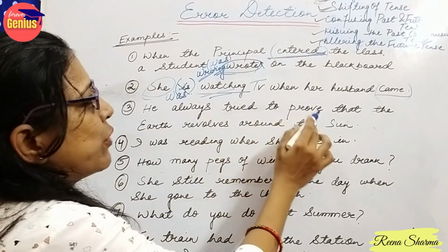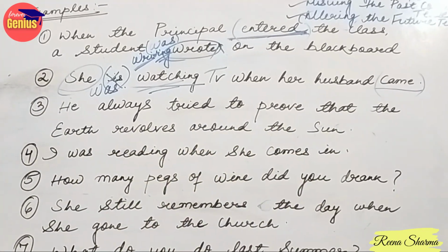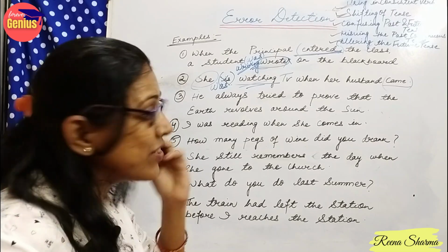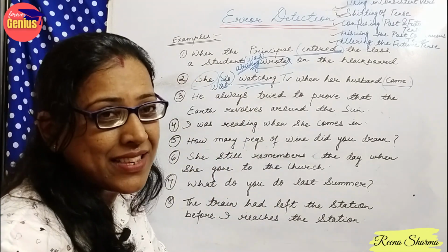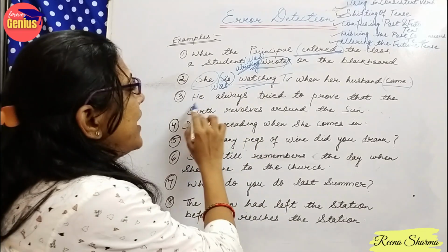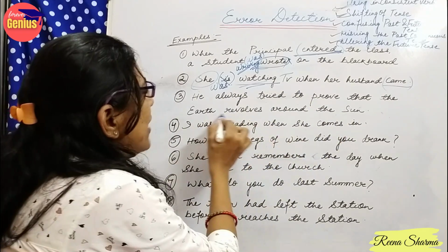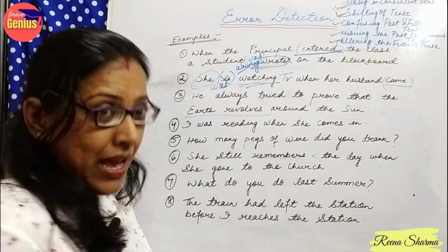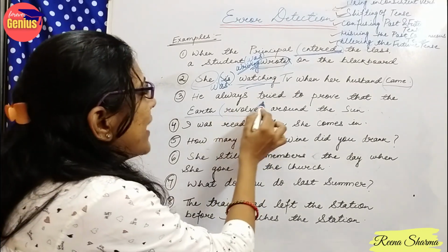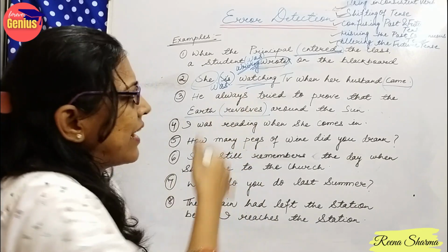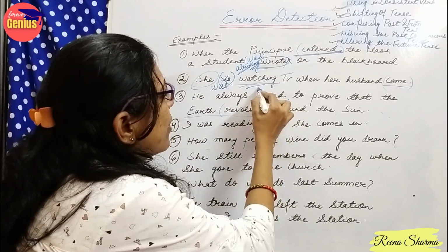He always tried to prove that the earth revolves around the sun. Now, ma'am, it is so confusing. There is not a single error. Why have you given it in the sentence? Error detection. He always tried to prove that the earth revolves around the sun. Earth revolves. It is a habitual activity. Every day it happens, so it cannot take any other form of the verb. It is correct, ma'am. Now where is the error? See the second form of the verb.